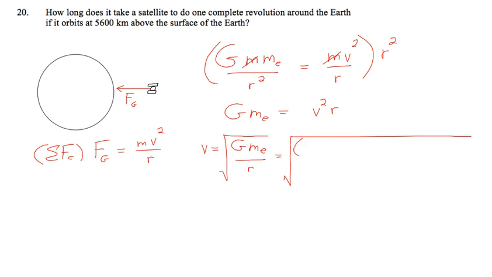G, which is 6.67 times 10 to the negative 11 Newton meters squared per kilogram squared. All right, that's your G, universal gravitation constant. The mass of the Earth, which is also on your formula fact sheet, is 5.98 times 10 to the 24th kilograms.